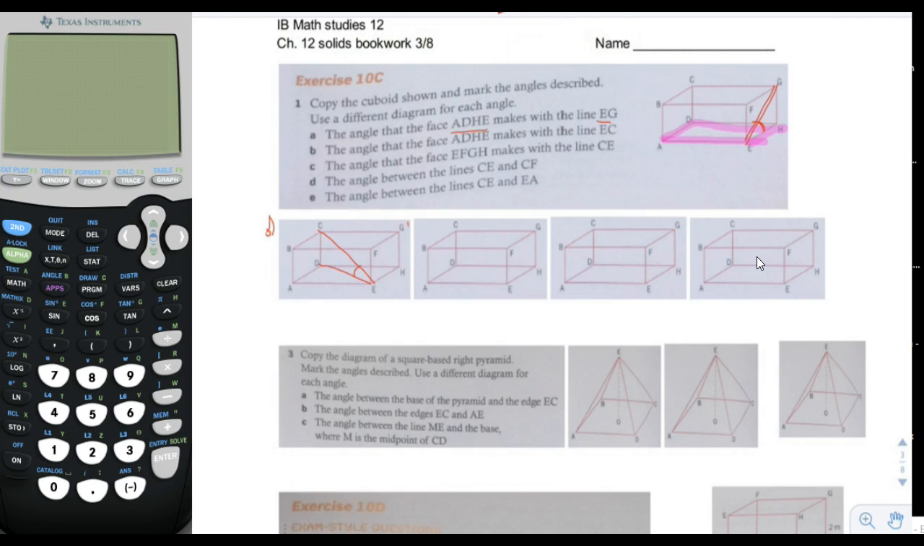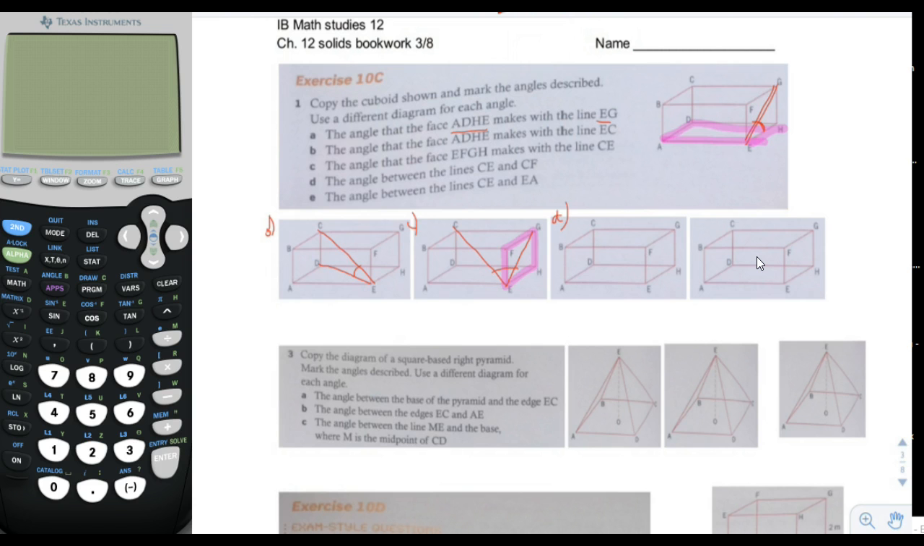C. The angle that the face EFGH makes, let's see, EFGH would be that face, makes with the line CE. CE. Okay, so this one would be, this is kind of hard to imagine. So it would be that angle right there, right?